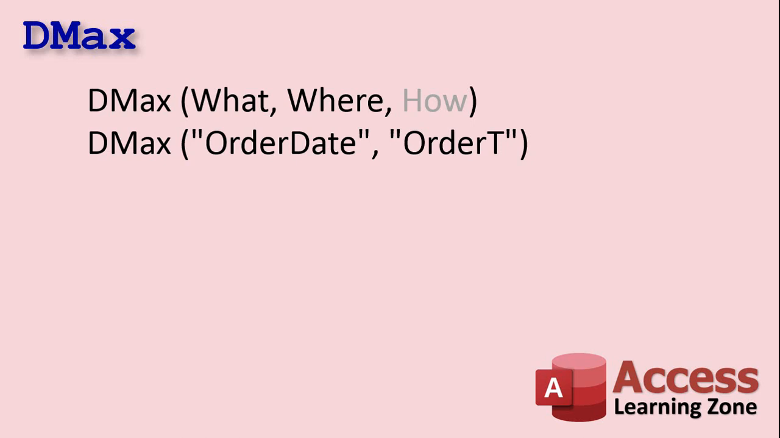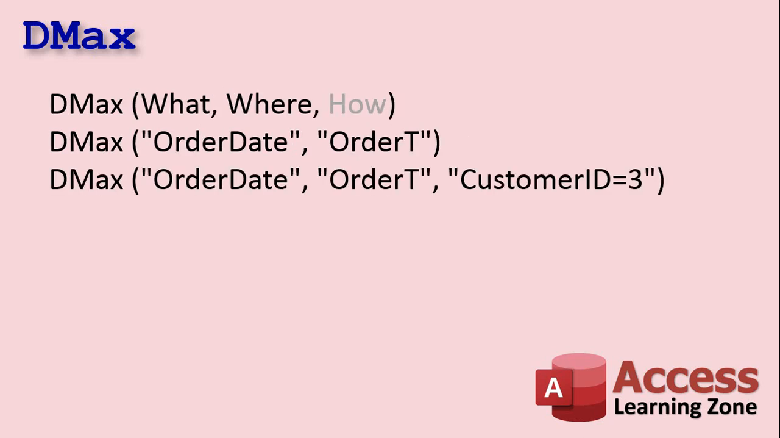So for example, this says DMax order date from order T. And yes, those have to be inside of quotes like that. That says, find me the largest order date from the order table. There's no criteria, so it's just going to go into the order table and find the largest order date, the most recent order that's in your system, for all customers.